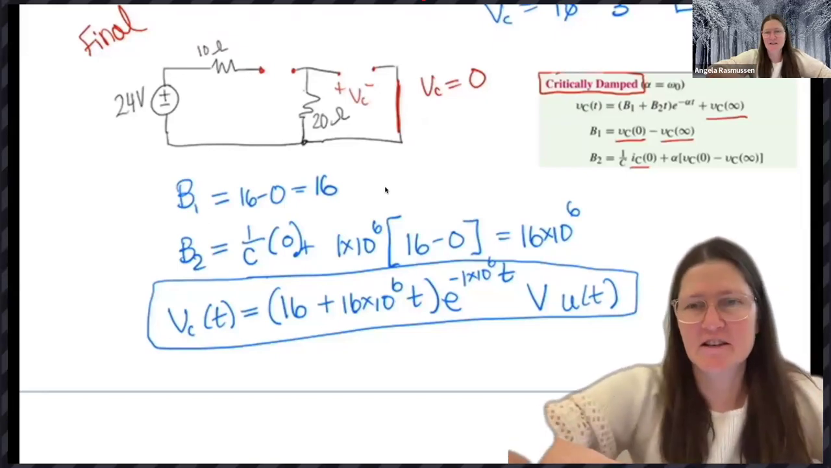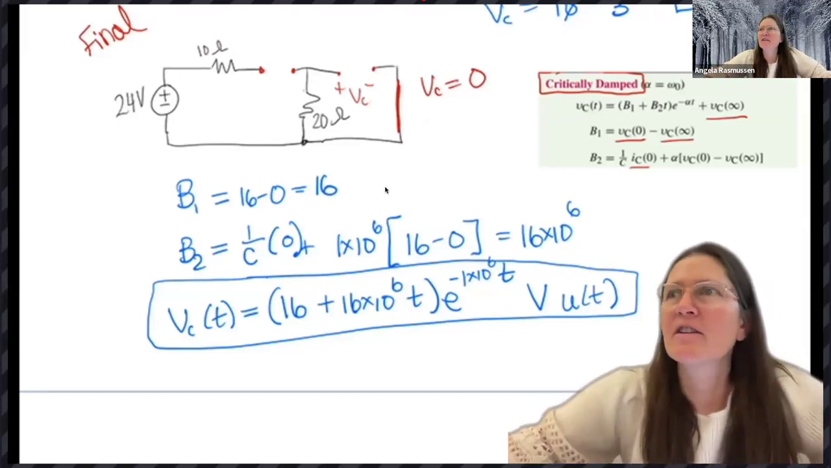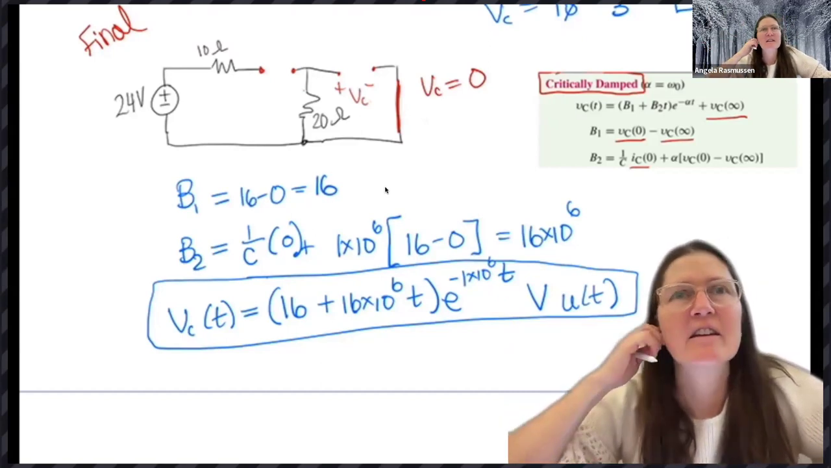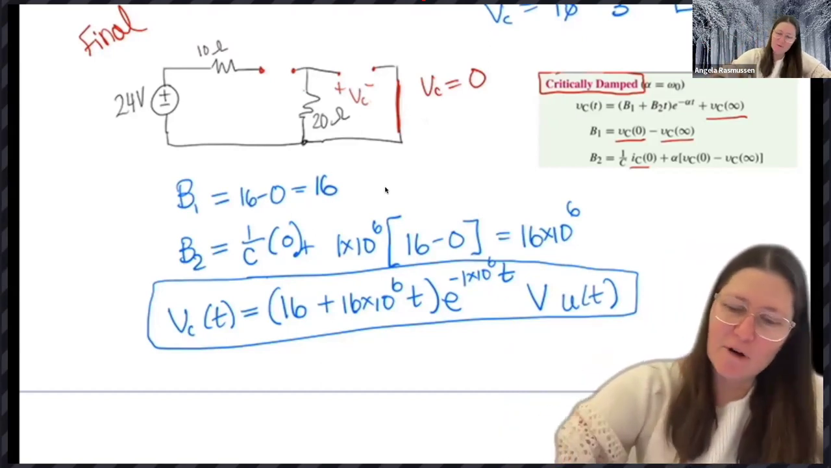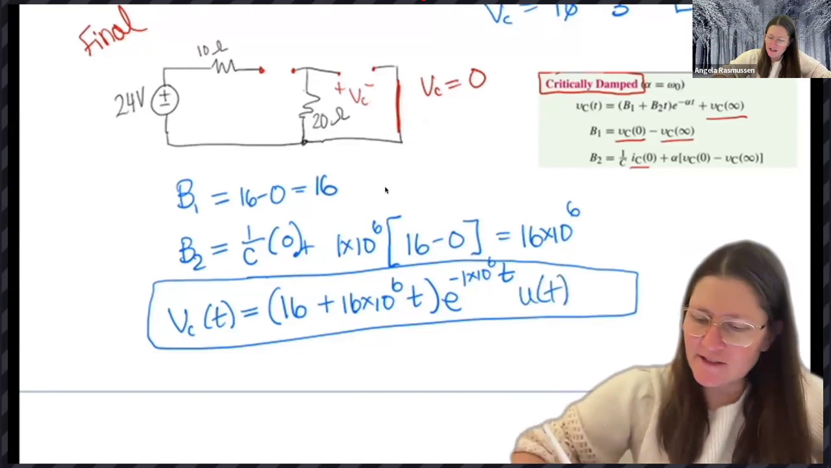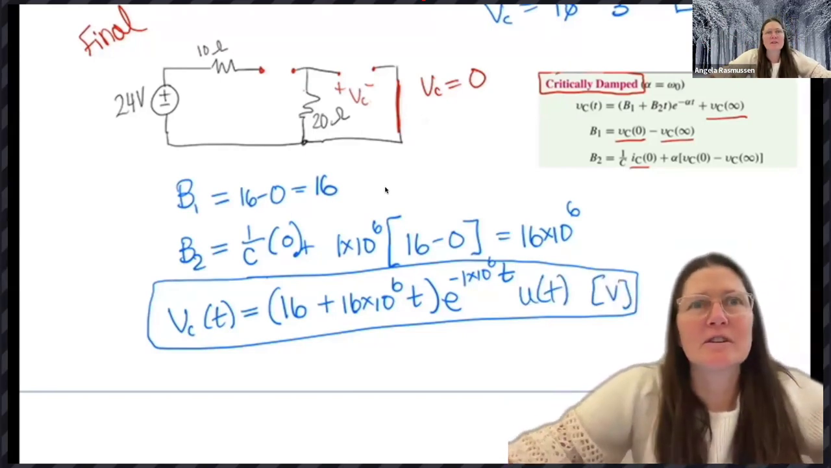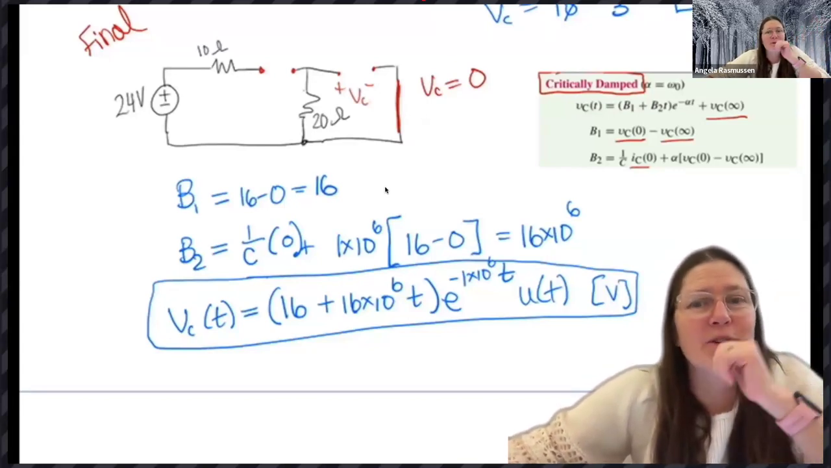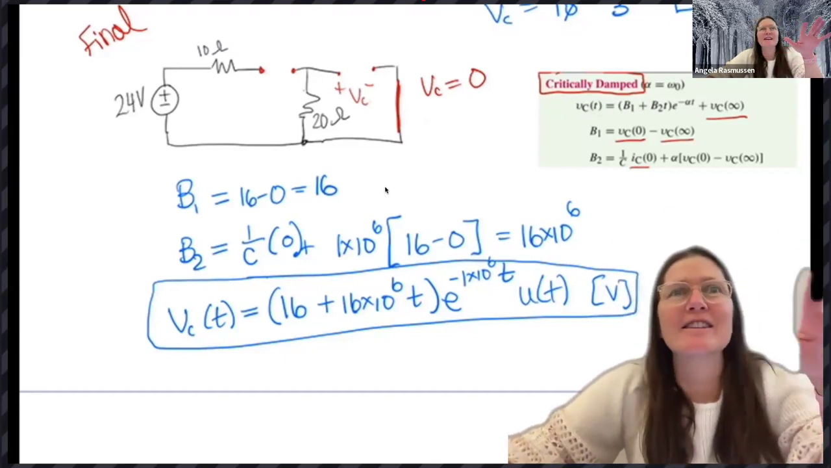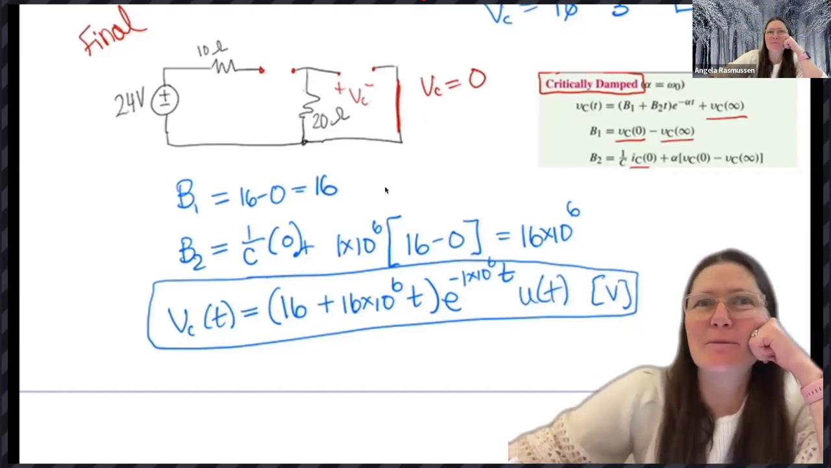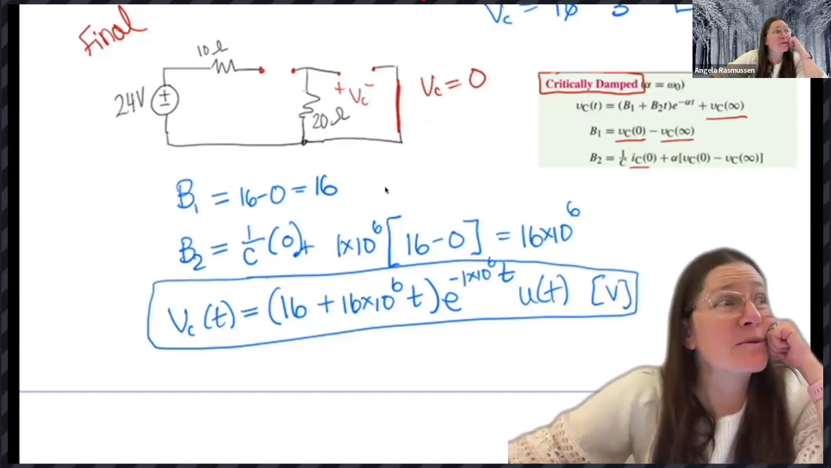Yes. Yes. Here, let me write U of t, and this is in the units of volts, because this is only valid after t equals zero. So remember, U of t is like a way of saying, instead of saying for t greater than zero, you just write U of t instead. So that's why. Okay.